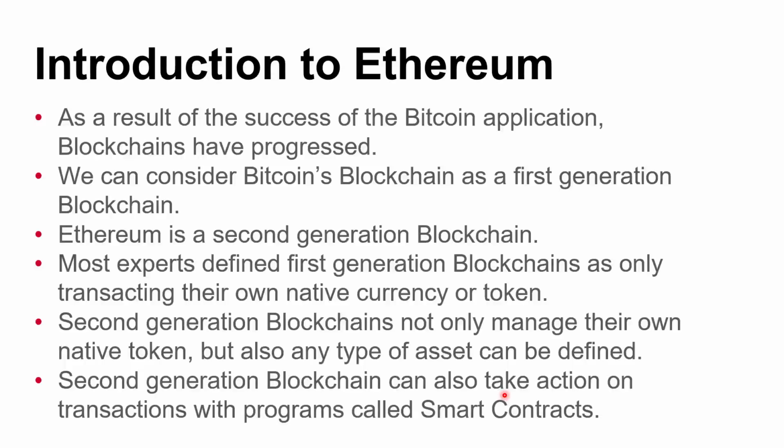So there's no distributed applications. There are no custom assets. Whereas second-generation blockchains not only manage their own native token, they can manage any type of asset, and they can also run applications called smart contracts.